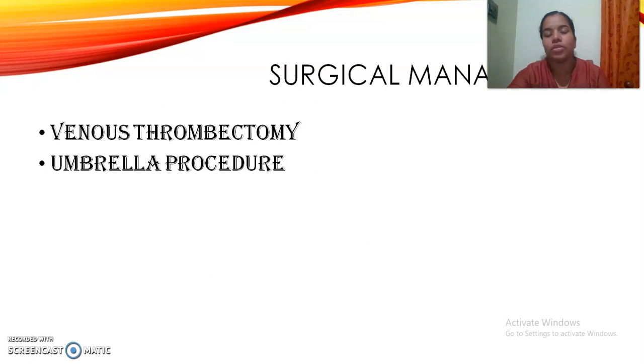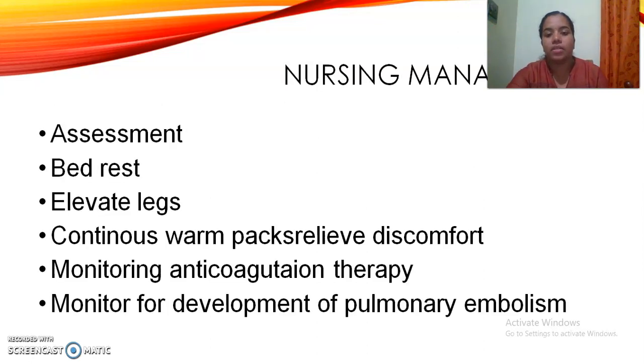Venous thrombectomy means we will be identifying the thrombi and removing the thrombi from the affected portion. Then the umbrella procedure means we will be inserting a filter, especially in the IVC, and we will be filtering the blood clot while the blood is returning to the heart, and through that we can prevent clot formation in the other circulatory systems. These are the main surgical management.